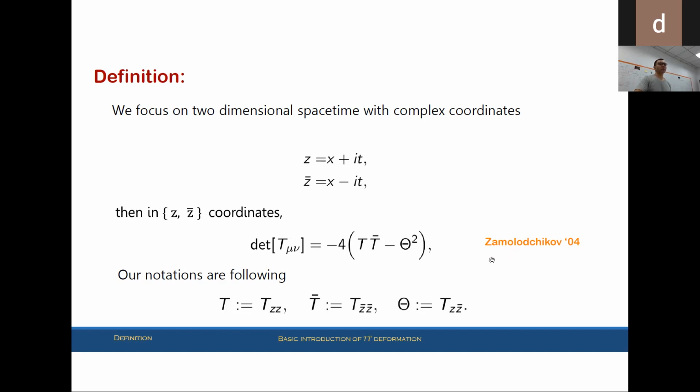Zamolodchikov proposed that if the theory satisfies translation invariance and also rotation invariance, then the expectation value of this operator will satisfy the so-called factorization property. So this is the original definition of the TT bar deformation.